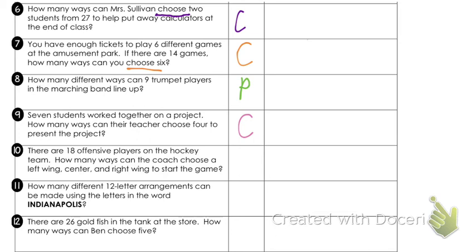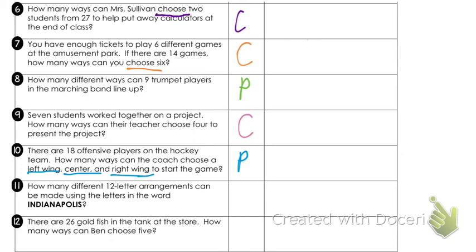All right, there's 18 offensive players on the hockey team. How many ways can the coach choose a left wing, center, and a right wing to start the game? What do you say? P. It's P, permutation. Why? Because they're different roles. Even though it says choose, and we might see choose and say, oh, it's combination, it says very specific roles for that choice. Because it's different whether someone plays left wing or right wing, whether someone plays center or a wing. My soccer team definitely knows that.